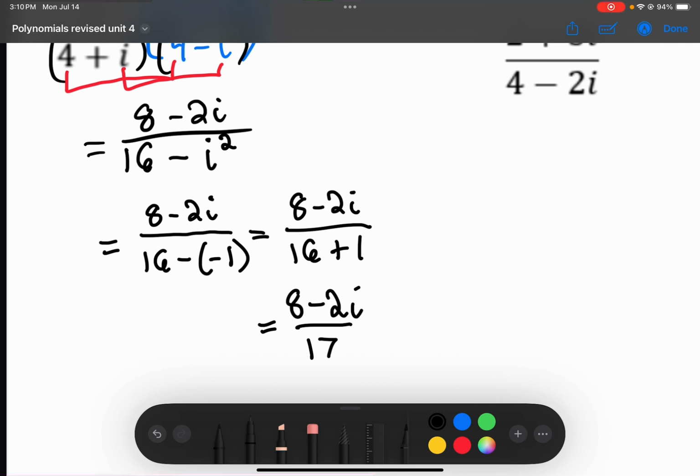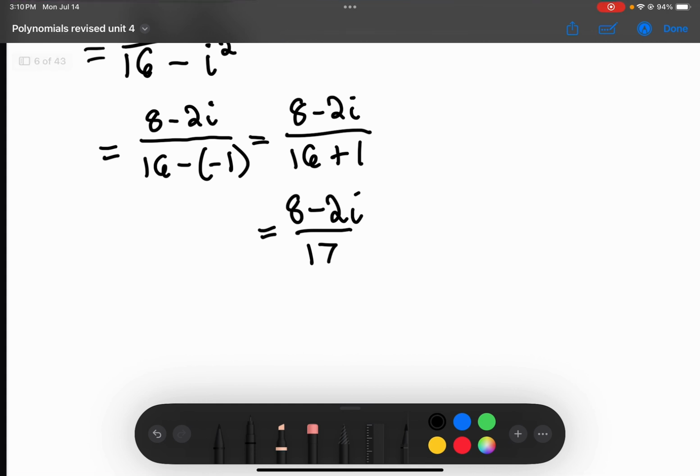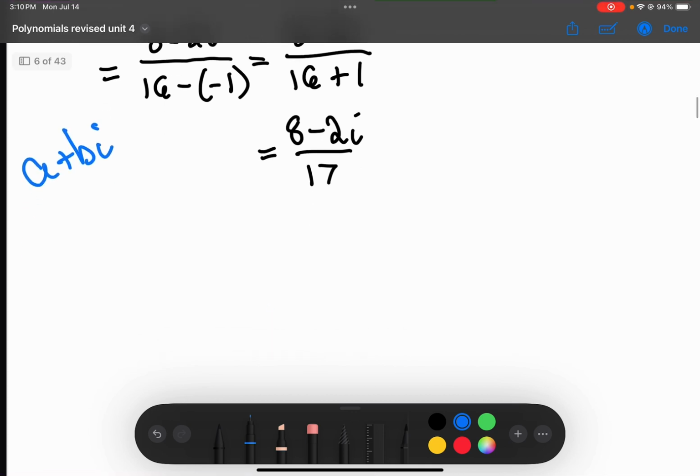Okay, so this looks good from here, but we're not done quite yet. We have to separate the real component from the imaginary component. So what I mean by that is we need to get this in a plus bi form. So remember when we have something like this, the denominator is shared with both of these terms. So it's kind of ugly. We could rewrite this as 8 over 17 minus 2 over 17 times i. You could put the i here, you could put it here, doesn't matter, whatever you prefer.